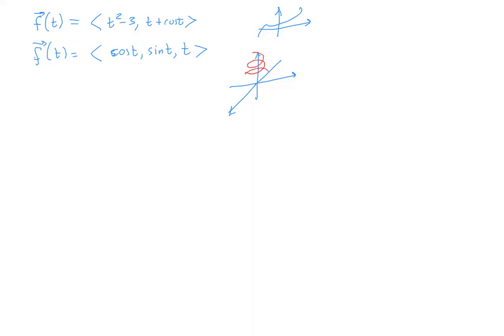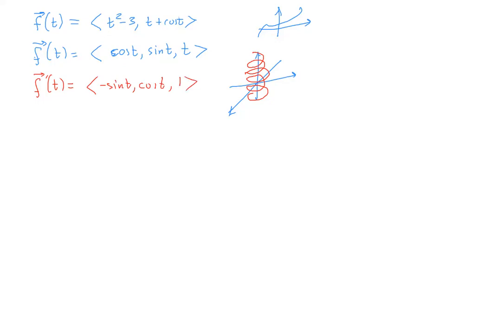Now, as with any type of function, we can have domains of definition, we can add them up, we can subtract them, simply because we can add up and subtract vectors. And obviously, we can differentiate them. So take the second function, for example, then its derivative will be negative sine t, cosine t, comma 1.